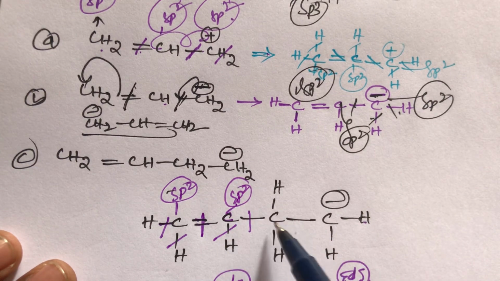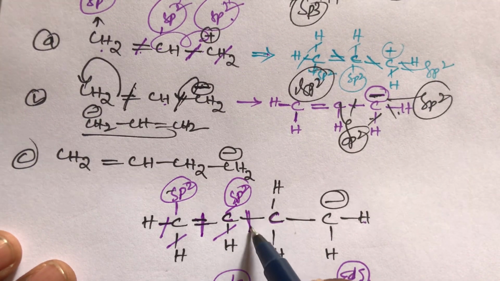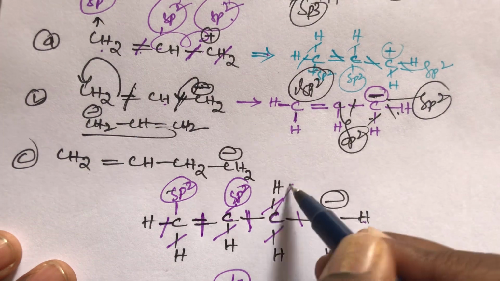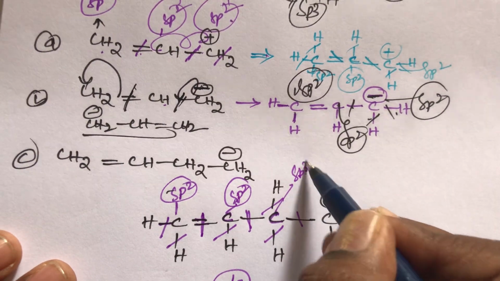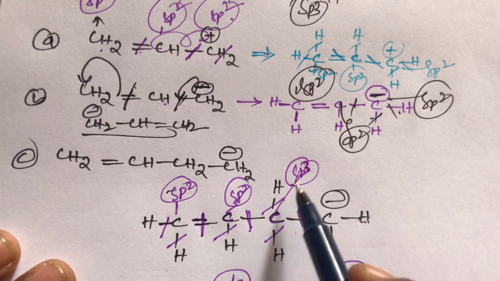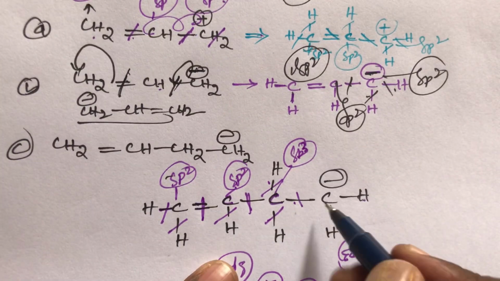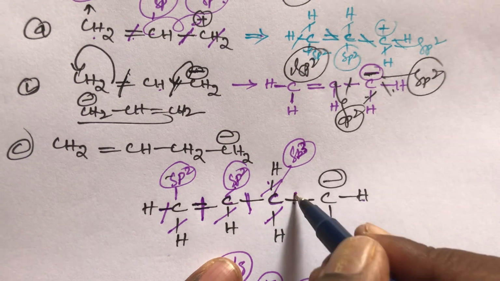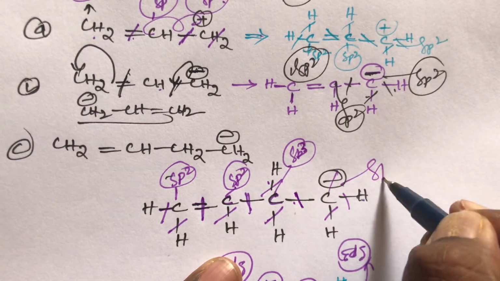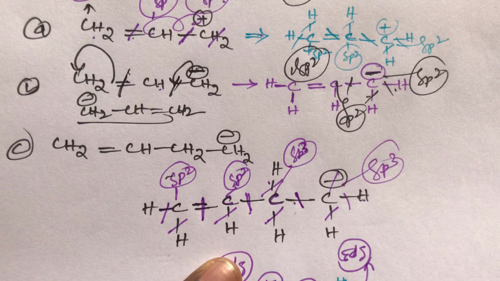And what about this carbon, student? This carbon is surrounded by 1 2 3 4, so it undergoes sp3 hybridization. Why? Because this carbon is surrounded by 1 2 3 4, so sp3 hybridization. And what about this carbon, student? This carbon is also surrounded by 1 2 3 4, so it is also sp3, all of these undergo sp3.